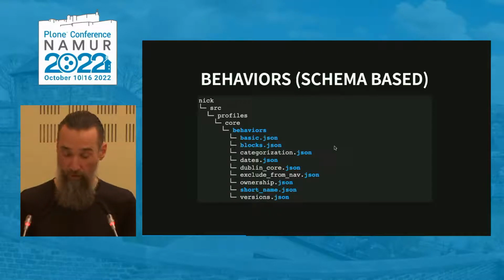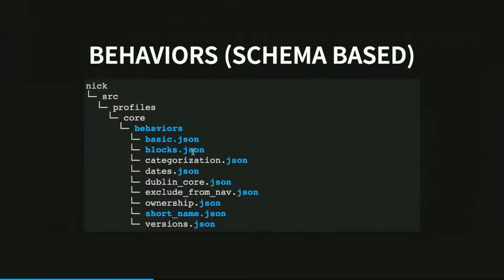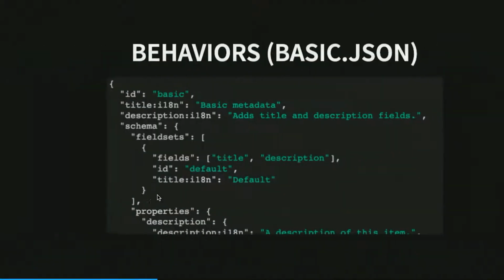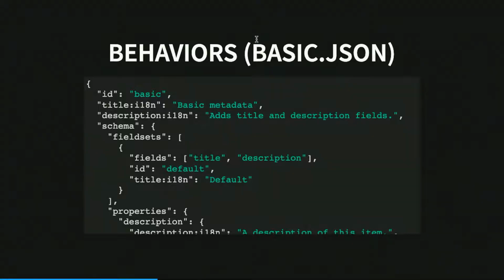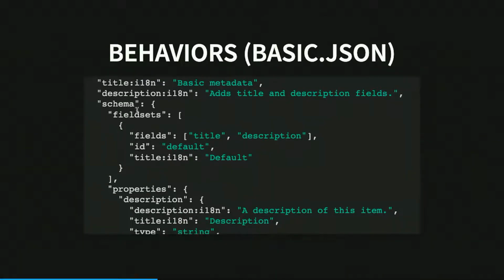Behaviors, same thing. Behaviors are also schema based, so in this case you can just specify a JSON schema in there. These are the ones which are there by default in Nick, but you can obviously add them yourself. A basic schema will look like normal JSON schema with fieldset properties and required fields.